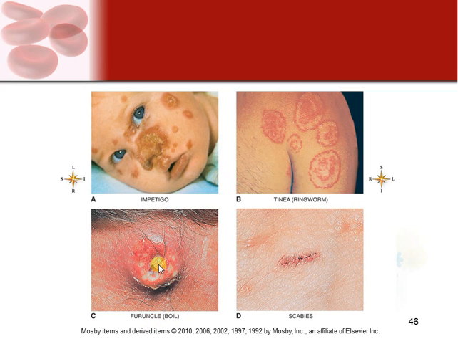So this is a boil. Remember, we said a boil is a staph infection in a hair follicle. So you can see that there's hair growing out of here. And then scabies, that little scratchy-looking thing there, is actually scabies because it's a parasite.